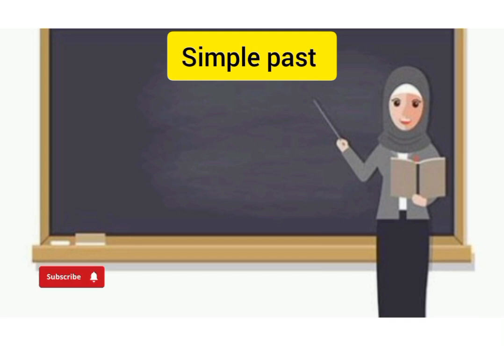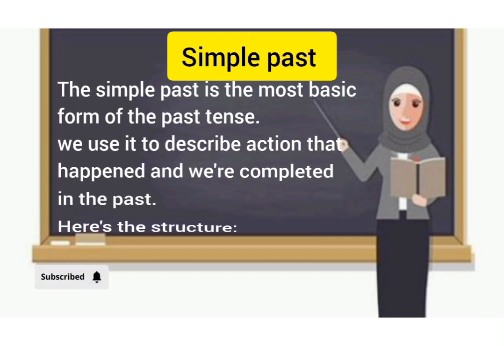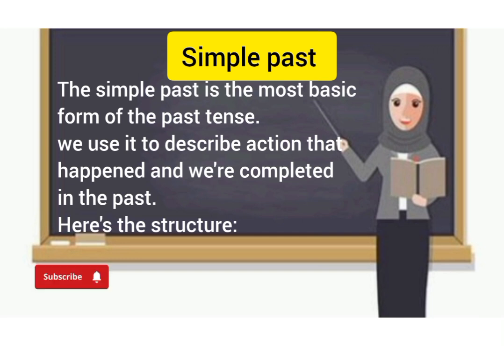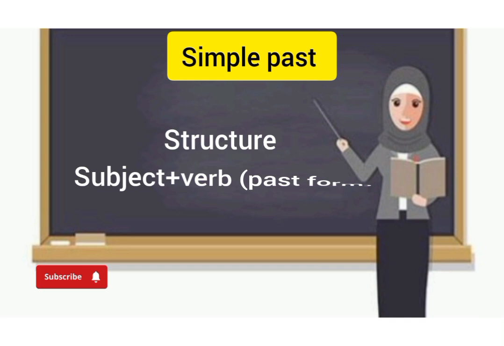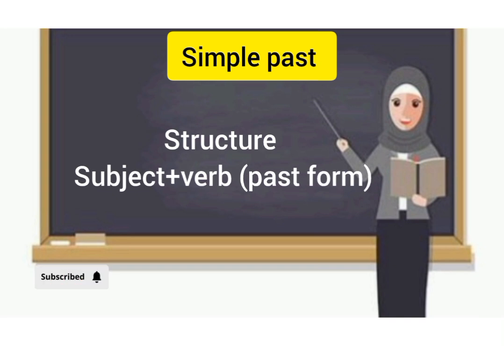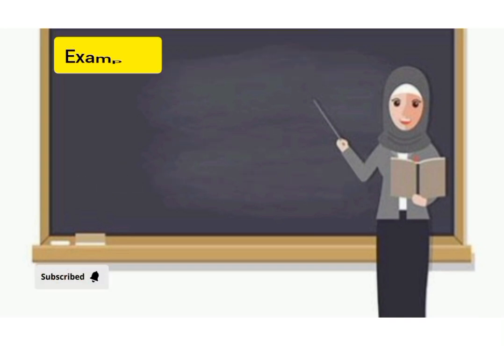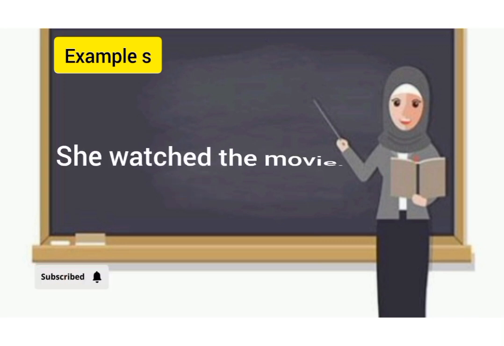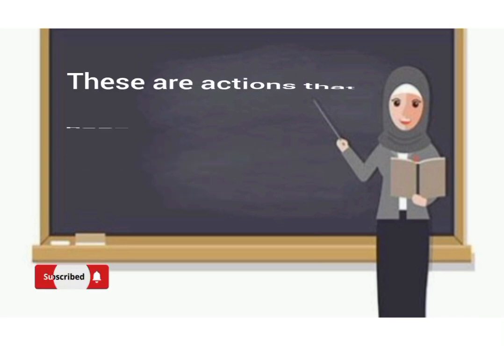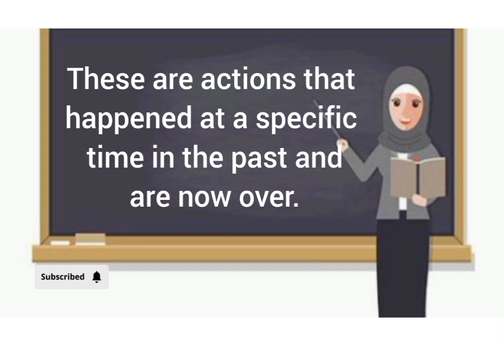Simple past. The simple past is the most basic form of the past tense. We use it to describe actions that happened and were completed in the past. Here's the structure. Structure: subject plus verb, past form. Examples: I walked to the store. She watched a movie. These are actions that happened at a specific time in the past and are now over.